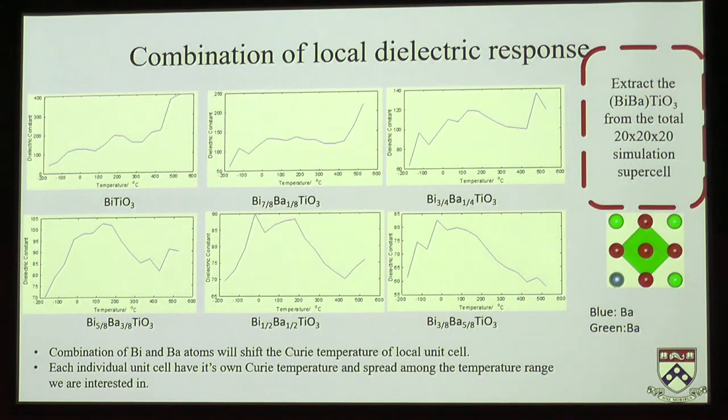So the take-home message in this slide is a combination of bismuth and barium atoms will shift the QE temperature in each unit cell. And also each individual unit cell has its own QE temperature. So that will span through the temperature range we are interested in.